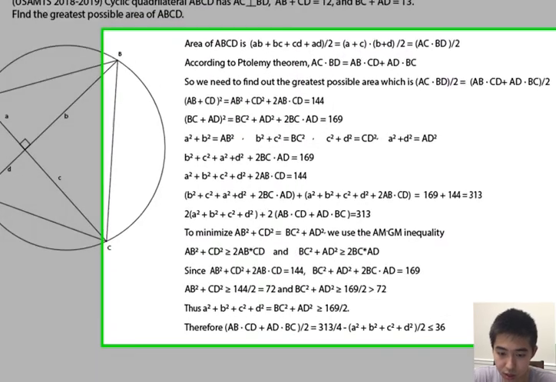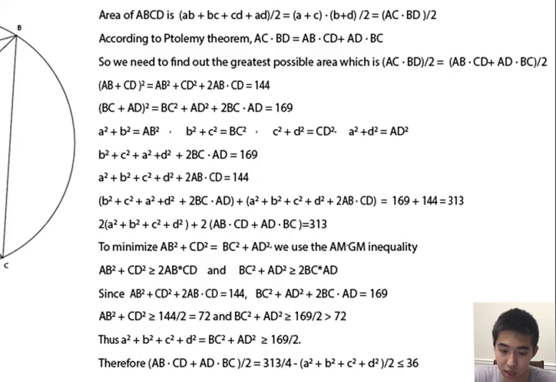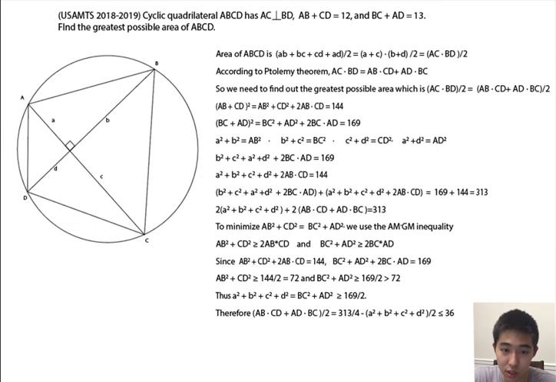So now therefore we have that the area of the quadrilateral, which is this expression, is equal to 1/4 of (313 minus 2 times (a squared plus b squared plus c squared plus d squared)). And if we plug that into the equation, we get 36 as the final result. So that means that the greatest possible area of ABCD is 36.